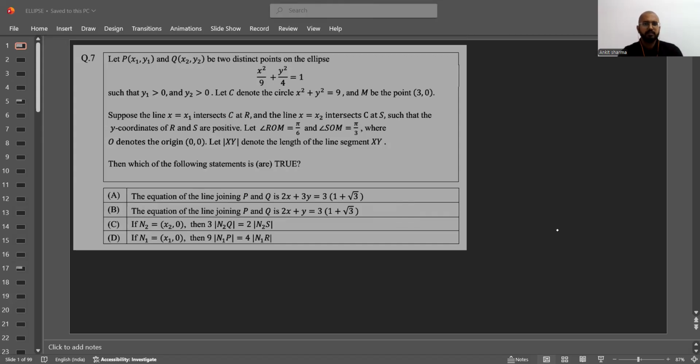Hello, good evening. So in this session, we will see some questions on ellipse. Look at the first question.